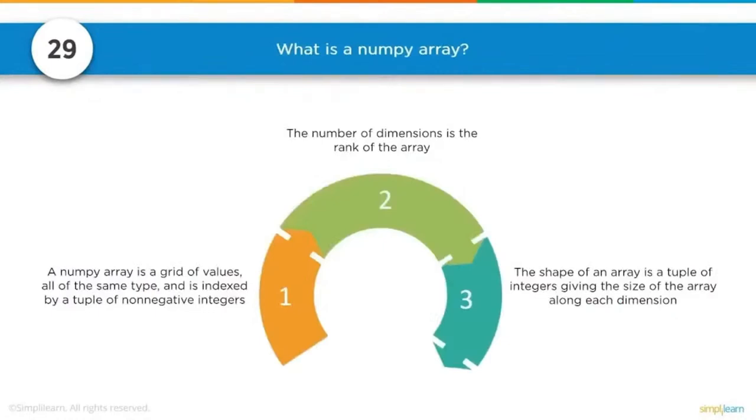Number 29. What is a numpy array? We briefly touched on numpy arrays compared to lists earlier in processing speed. Now let's go ahead and look at some of the more specifics. A numpy array is a grid of values, all of the same type. So they're either all float, all integer, all string, and it is indexed by a tuple of non-negative integers. The number of dimensions is the rank of the array. And the shape of an array is a tuple of integers giving the size of the array along each dimension.